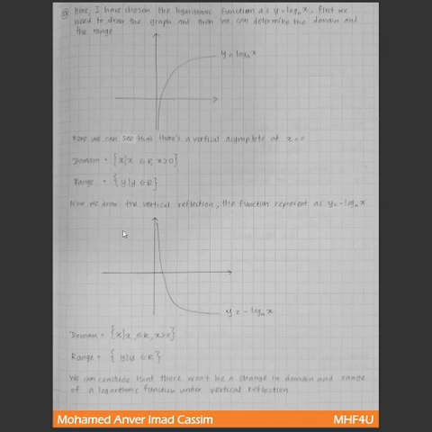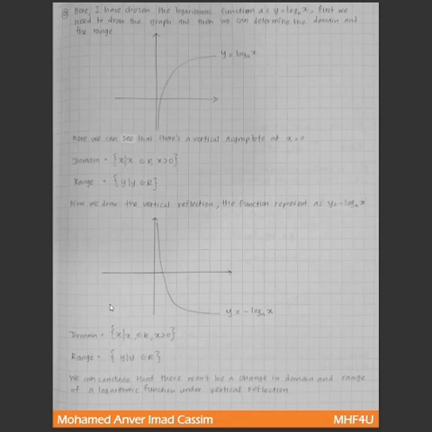If we draw the vertical reflection, the function is represented as y equals minus log_a x, and the diagram is drawn over here for y equals minus log_a x. The domain and the range is given here. We can conclude that there won't be any changes in the domain and the range of a logarithmic function under a vertical reflection.